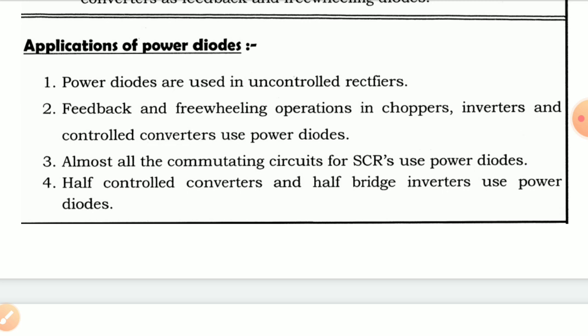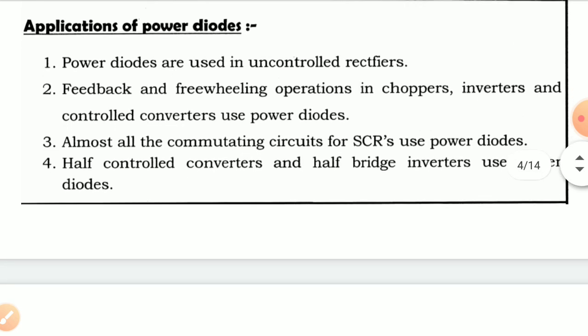So these power diodes are used in the uncontrolled rectifier. What is an uncontrolled rectifier? If you are using control switches, then the output voltage can be controlled, the variation of the output voltage can be controlled. That is called a controlled rectifier, which we are discussing in the fourth module. An uncontrolled rectifier is one where we don't have any control on the operation of the switches. That is why it is called an uncontrolled rectifier. So power diodes are used in such uncontrolled rectifiers.